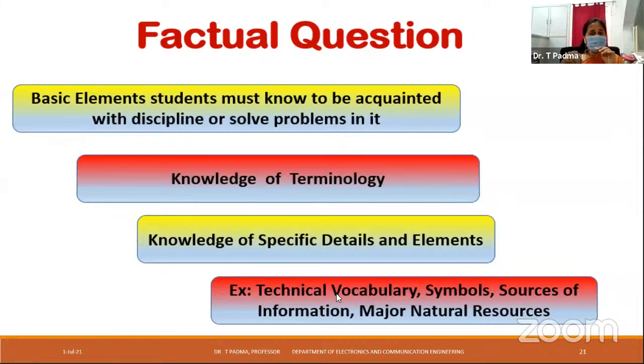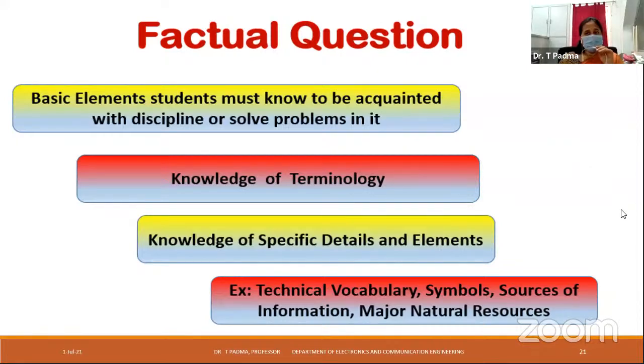Suppose like the technical vocabulary which is required for the students to learn, understand and remember. And similarly, the symbols and sources of information, the major natural resources. So some information they should have as prior knowledge, like a prerequisite. Based upon that, we will give many more questions to them, that is, the complex questions.